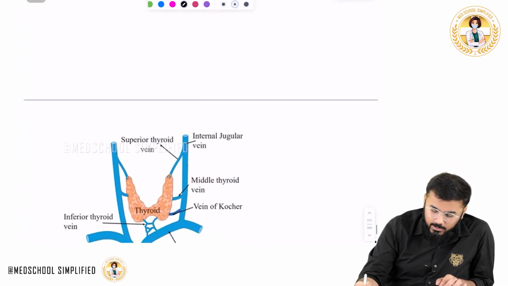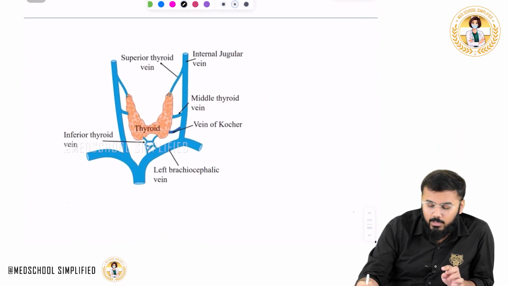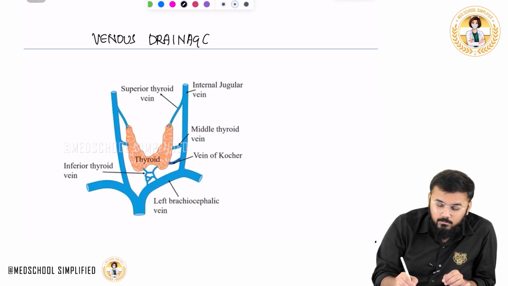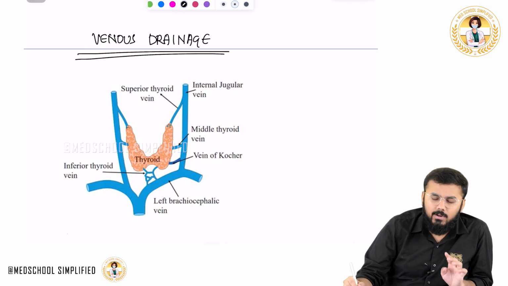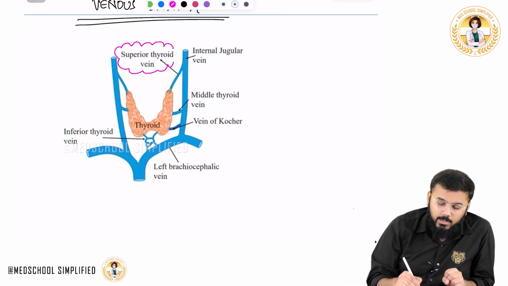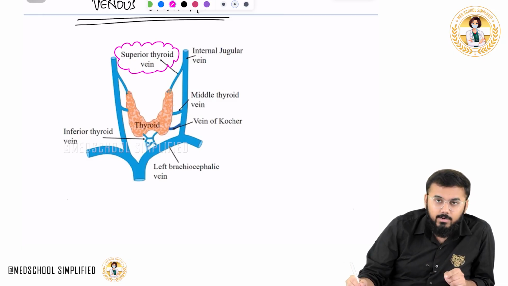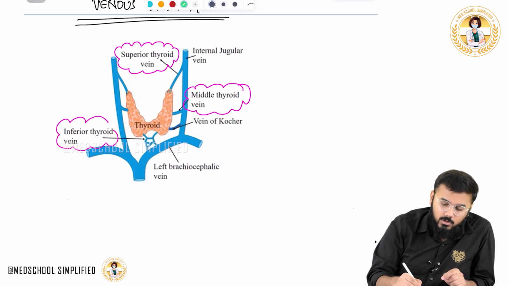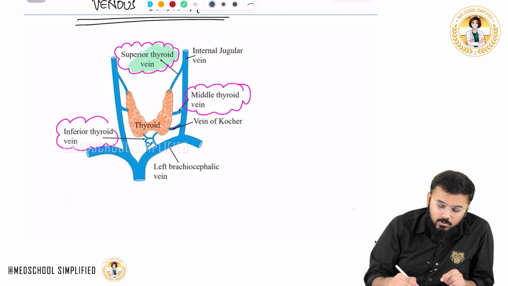Now after the blood supply, the next important thing we shall be discussing is the venous drainage of your thyroid gland. Very easy to remember. Just remember that there are three veins that take the blood from the thyroid gland. One is the superior thyroid vein, into which the upper part of the thyroid gland will drain. Next is the middle thyroid vein, and next is the inferior thyroid vein.